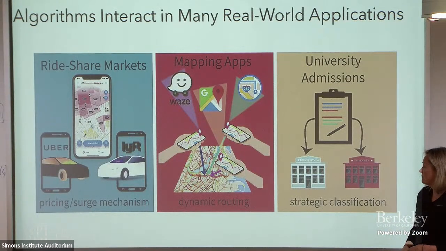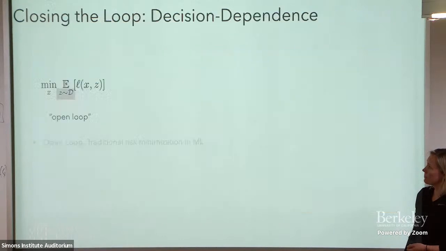Similarly, whether we're talking about university admissions or loan procurement, you might have multiple institutions that have different desiderata. And then you have applicants that are trying to get positively classified by one or more of these institutions. And so they might adjust their application in response to the desiderata of these different institutions.